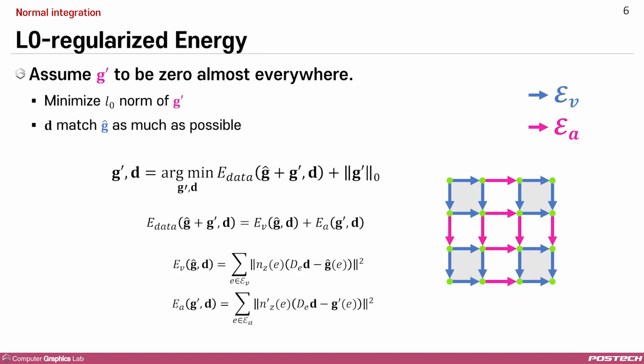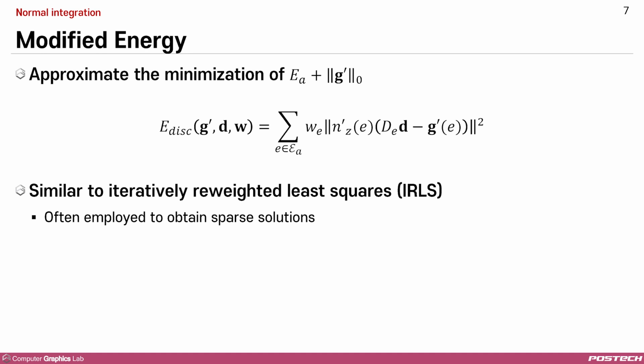We developed an energy function based on our new discretization approach. We assume that G' is almost zero everywhere, minimizing its L0 norm. The data term ensures that the blue part matches the given gradient, while the pink part follows the depth jump. Since directly solving the L0 norm is challenging, we approximate the minimization using an iteratively reweighted least squares. This approach is commonly employed to achieve sparse solutions, making it suitable for our needs.